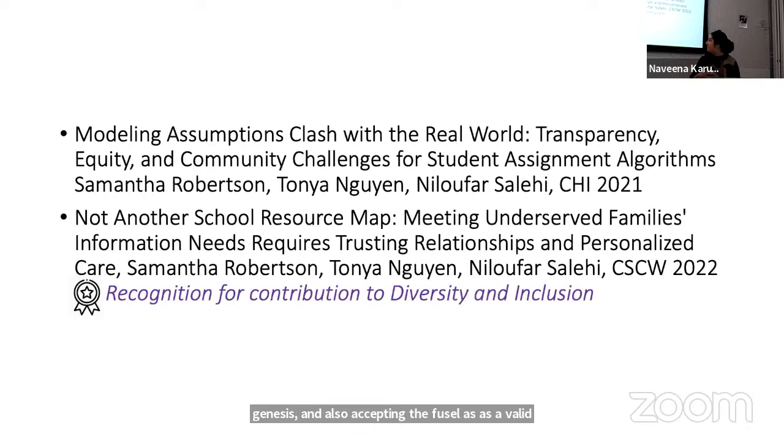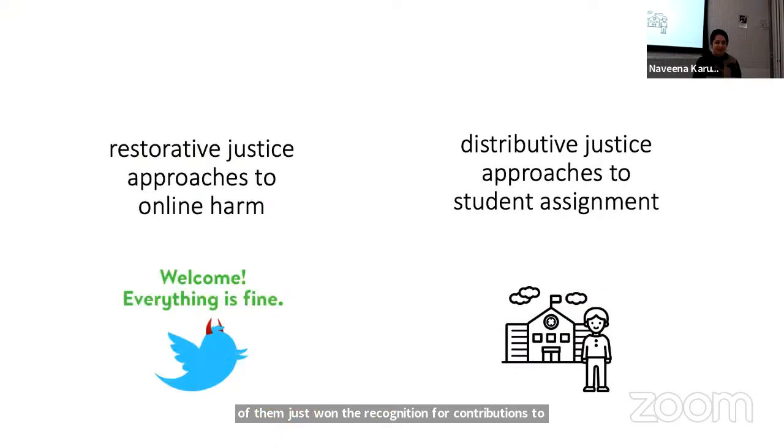So these are the 2 papers I just presented. One of them just won the recognition for contribution to diversity and inclusion at CSCW, and the other was presented at CAD. So these are the 2 systems that I talked about today. I tried to use restorative justice and distributive justice as frameworks for thinking about 2 real-world computation systems and how they might fail and how we might be able to move them more towards acting in a just way.